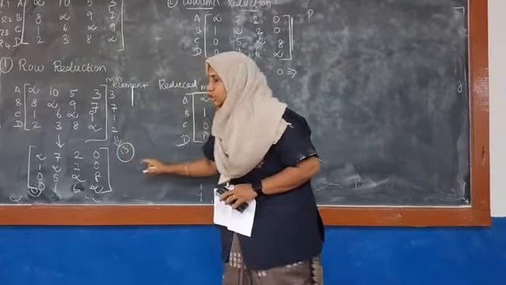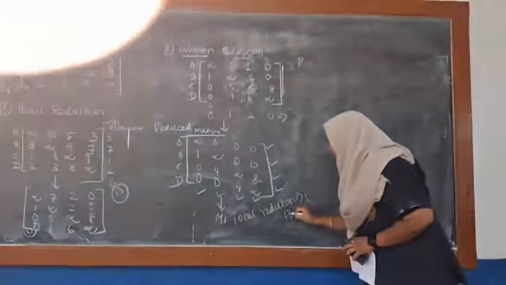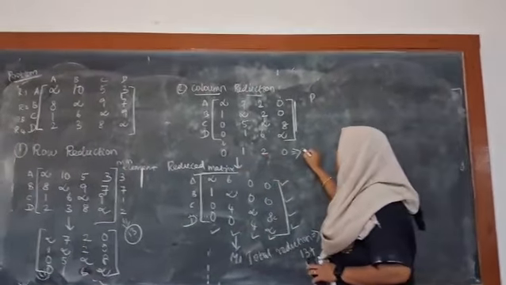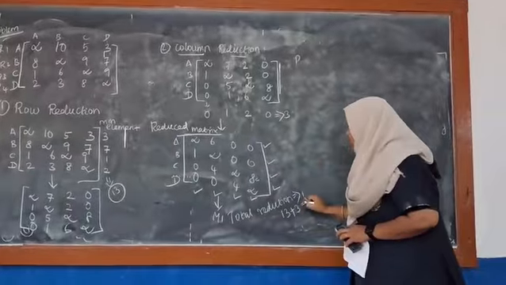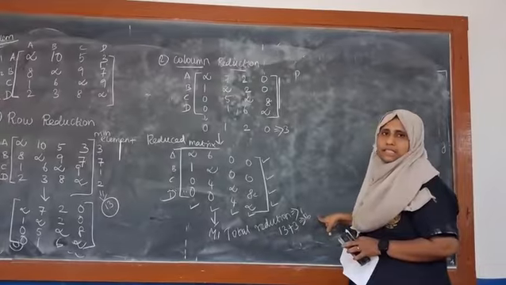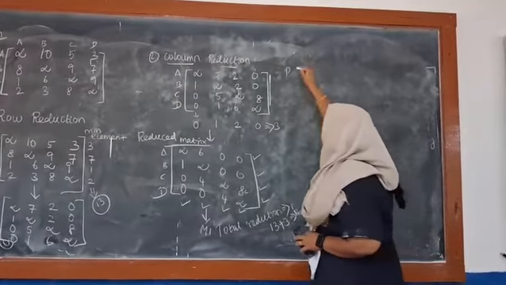This is the row reduction value, that is 13, plus the column reduction, that is 0 plus 1 is 1, 1 plus 2 is 3. So now this is 3. So what is the total reduction after the first reduced matrix? That is 16. So this is the first reduced matrix.